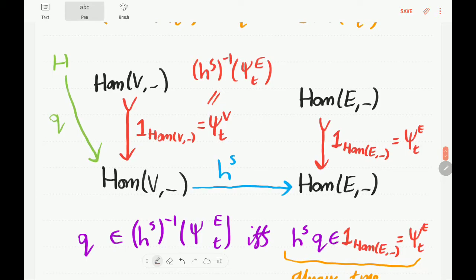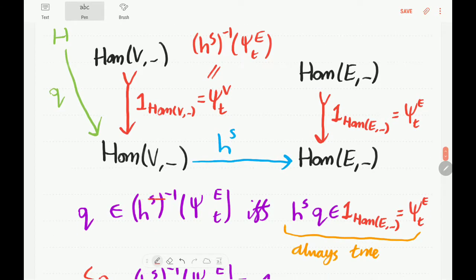because we know that for an arrow Q into Hom V comma blank, we have that Q is in the pullback of psi E T along H S, if and only if H S Q is in psi E T, but psi E T is just equal to the identity of Hom E comma blank, so this is always the case. So Q would always be in this pullback of psi E T along H S, so that means that this must be indeed the identity of Hom V comma blank, because the only subobject of an object that every arrow is in is the maximal subobject.